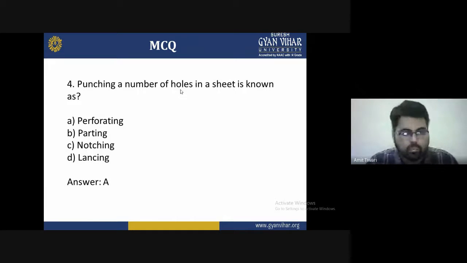Now the fourth question: punching a number of holes in a sheet is known as the, options are A perforating, B parting, C notching, and D lancing. So the correct answer is perforating. Punching a number of holes in a sheet is known as perforating. It is a common type of operation we have to perform for making holes in the sheet, just for making a coin. For a number of different coins we consider this, so that's why we select this type of operation. Perforating is the answer.